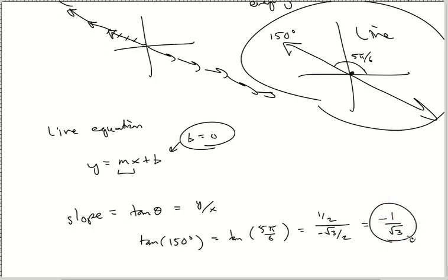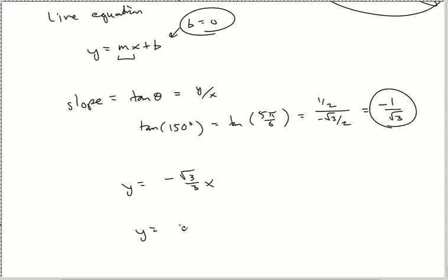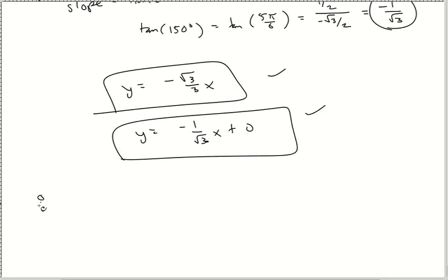And you can keep going. What they have for their answer is negative square root 3 over 3 x, which is fine. My answer is equivalent. Notice again, plus 0 because 0 for b. Either way works. They're both great. There's your line equation. Next question, 82022.